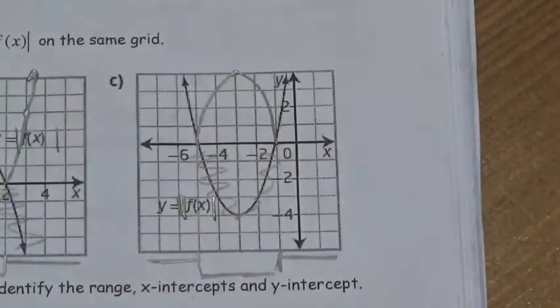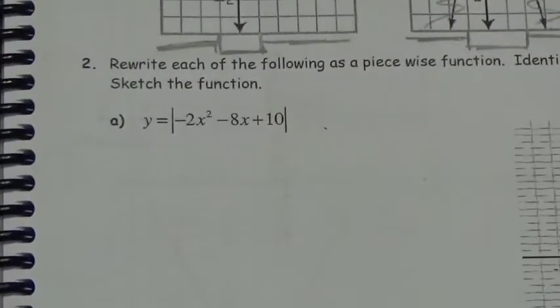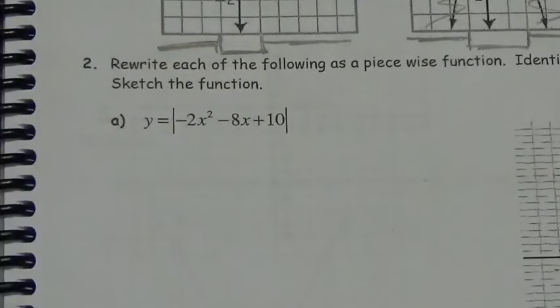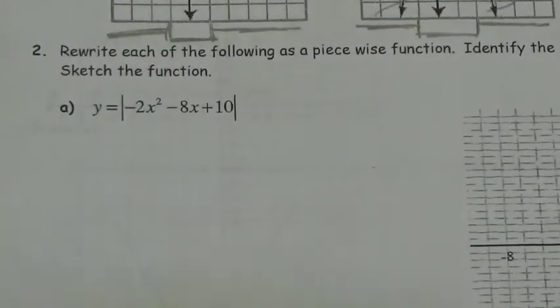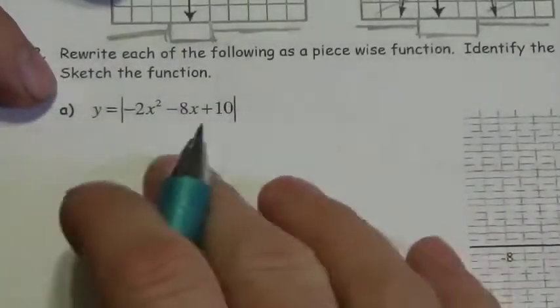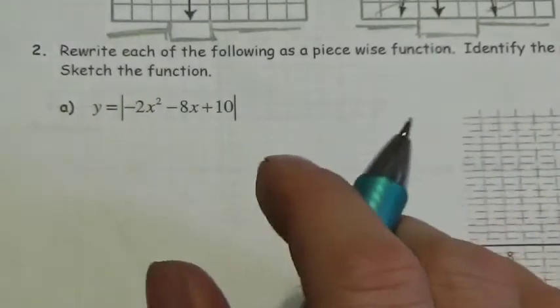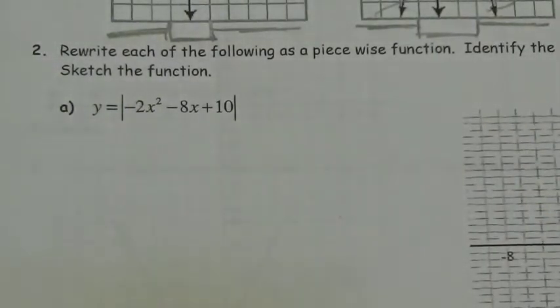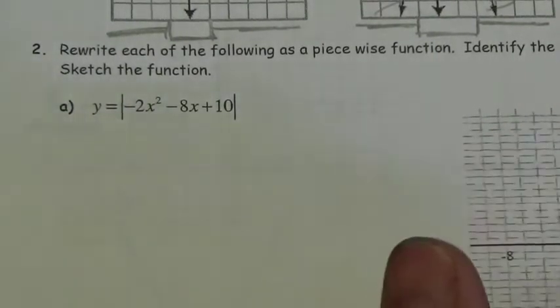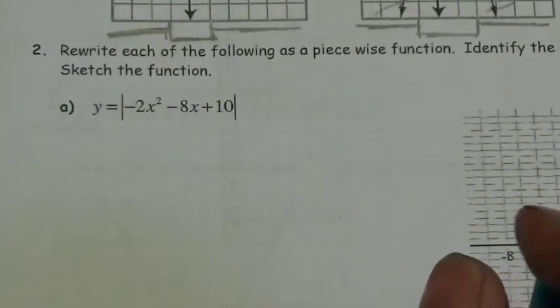All right, these next few questions are a fair bit more involved. There's a lot going on here, so let's take our time with these. We have to write these as piecewise functions. We have to identify the range, x-intercepts, and y-intercepts, and we're going to sketch this. You might as well throw in that we're going to ask for the vertex here too. So let's just jump right in.